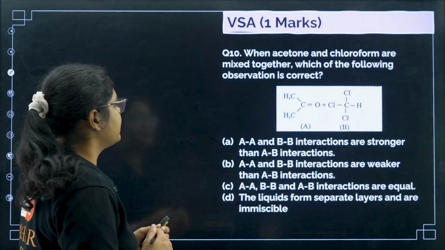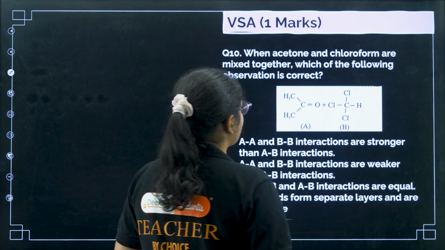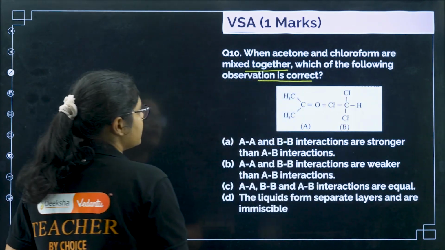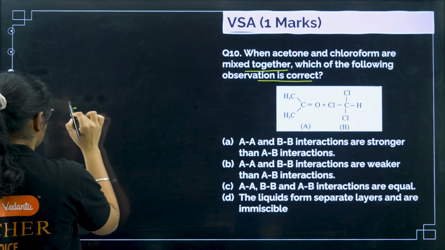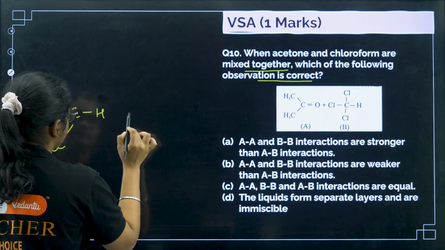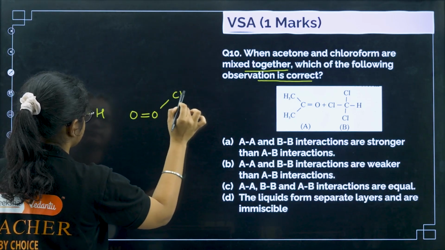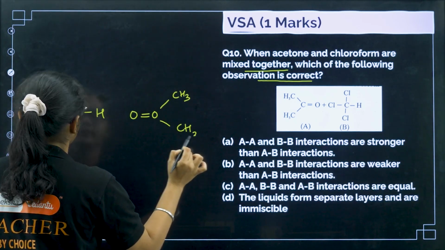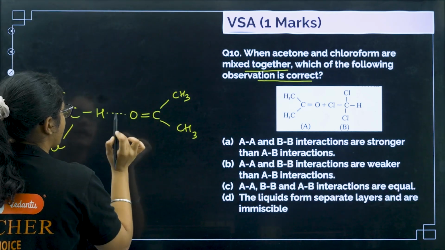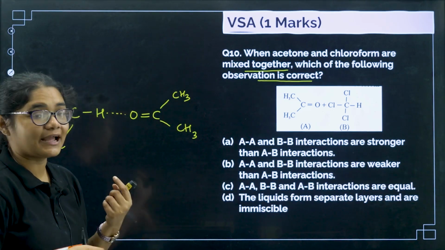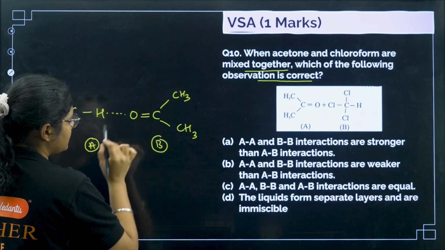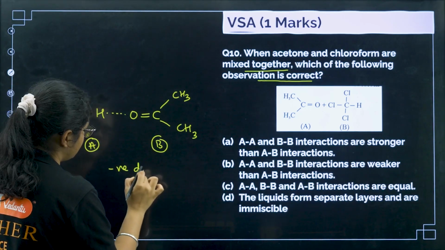Next, question number 10. When acetone and chloroform are mixed together, which of the following observations is correct? Okay, so when you have chloroform and acetone, chloroform is Cl, Cl and Cl, and we have acetone like this. So now there is hydrogen bonding here. So the AB interactions increase. Suppose this is A and this is B. AB interaction increases and they show negative deviation.